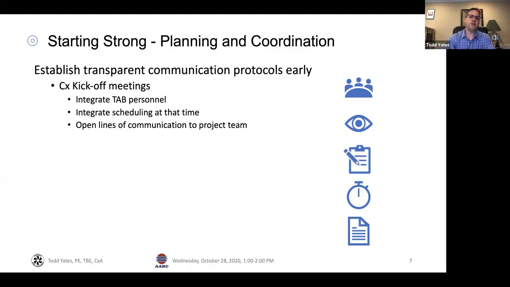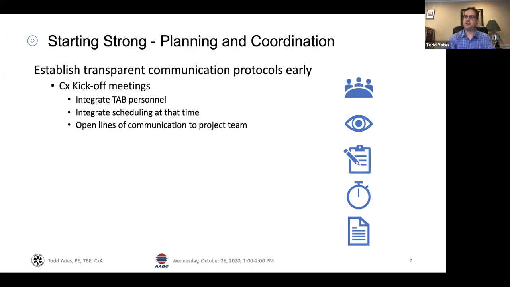So we want to integrate the test and balance personnel into the kickoff meeting. We want people to know the names of the project manager and the technicians. We want them to be familiar with that and have the idea in their mind that these people are involved in the project now, not just at the end, not just when we have to have them. And we want to integrate scheduling at that time.